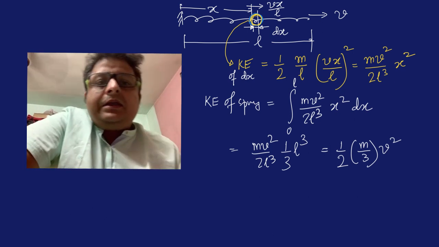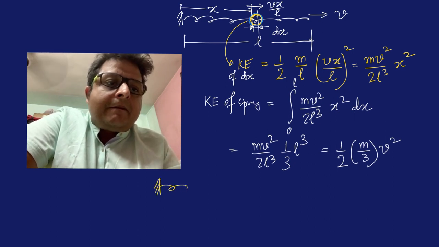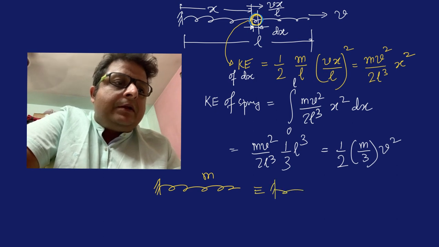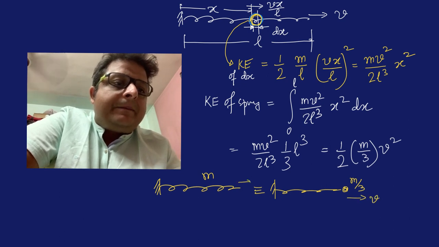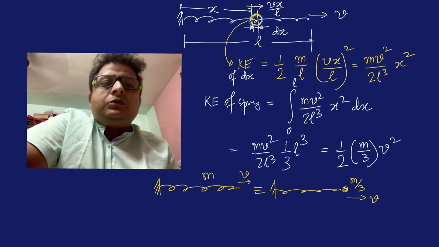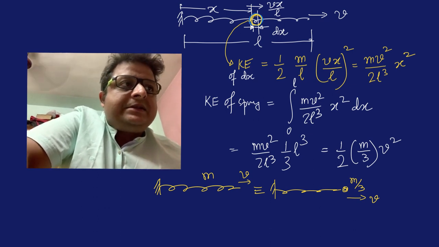So now you know it very well that having this whole spring of mass m is equivalent to having a massless spring and a point mass m by 3 at the moving end. So that's why this result follows.